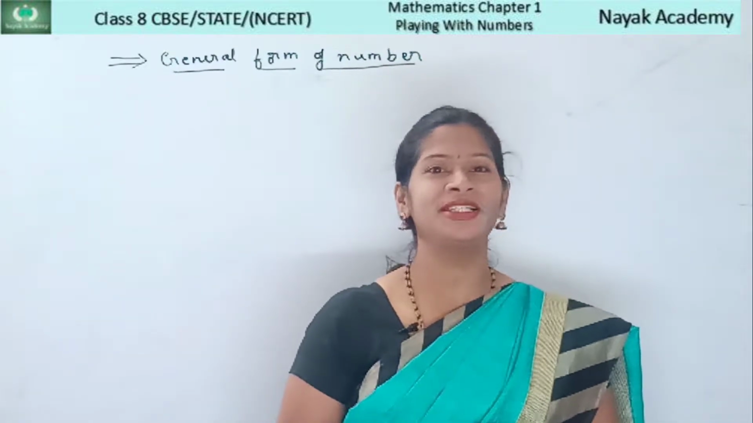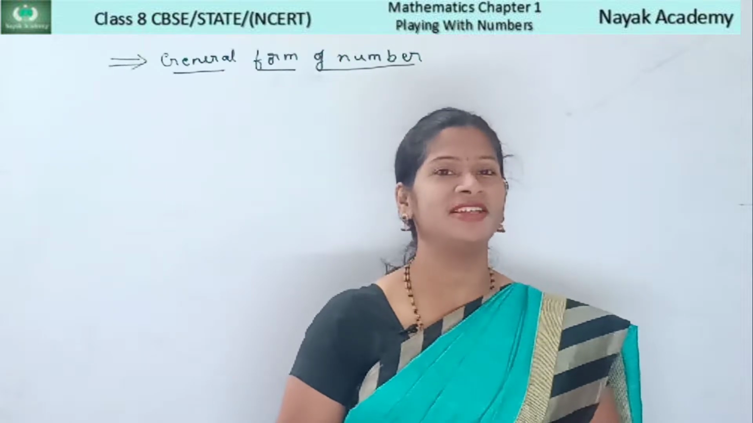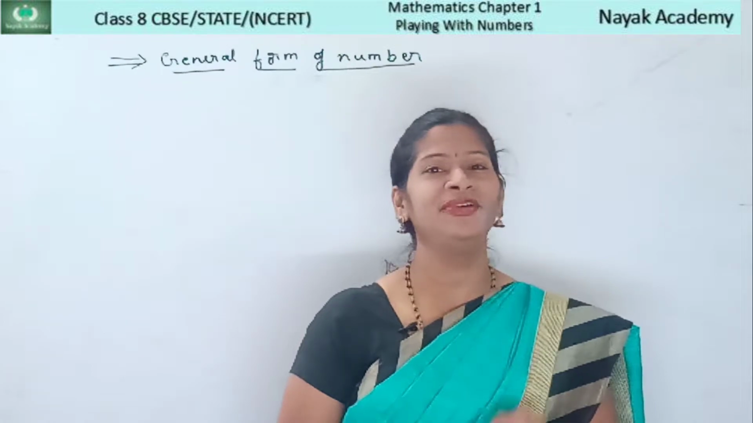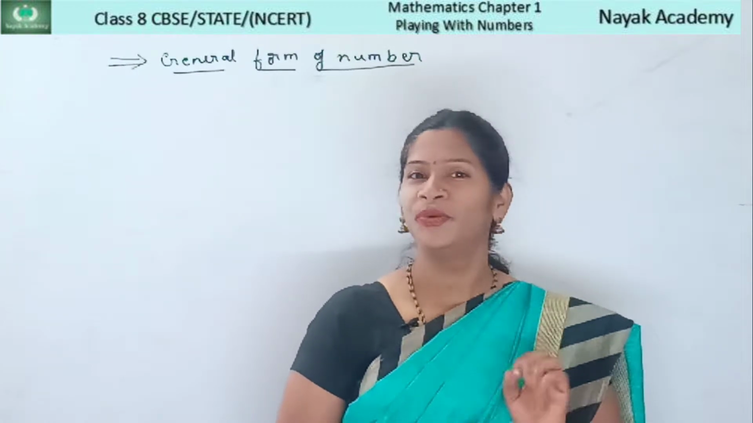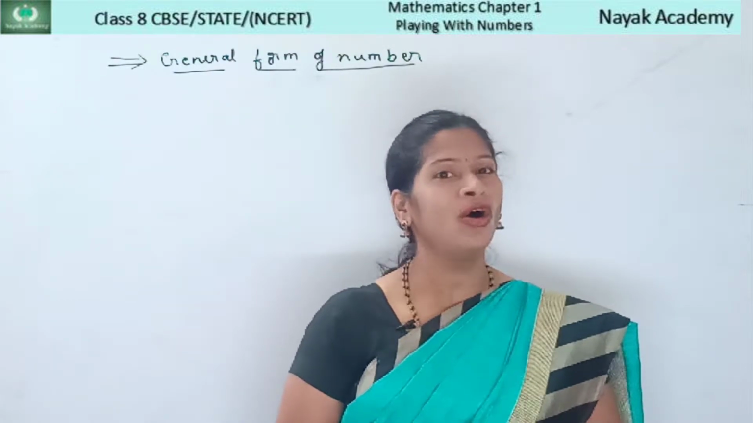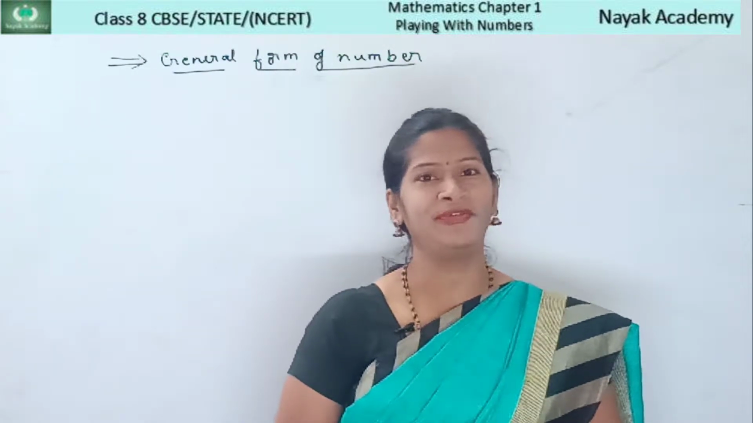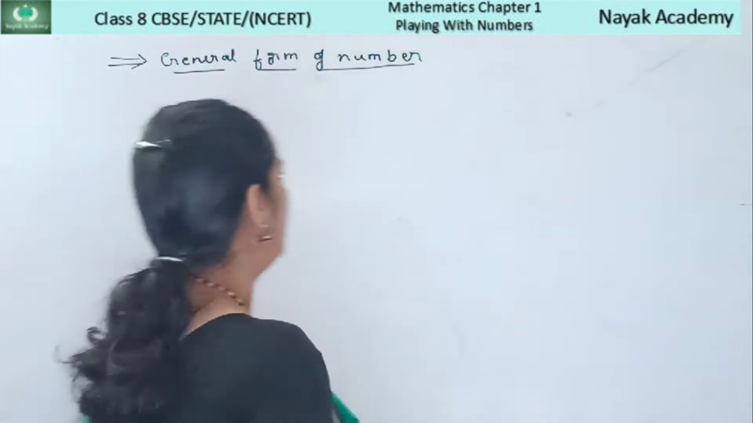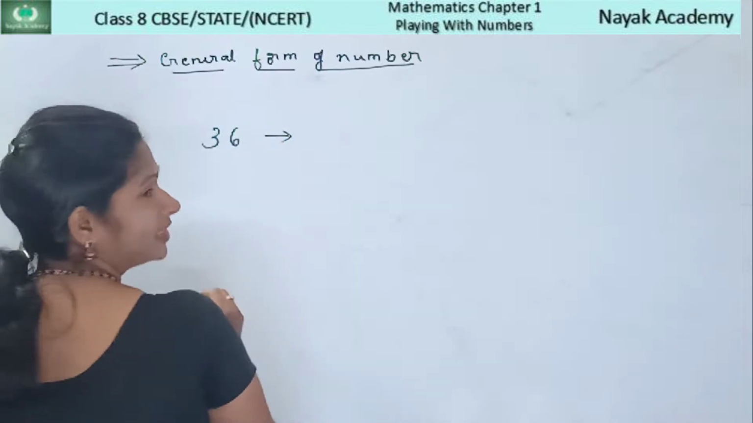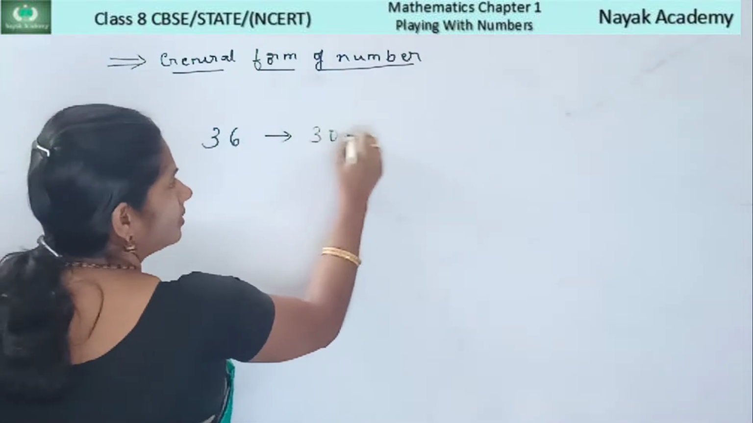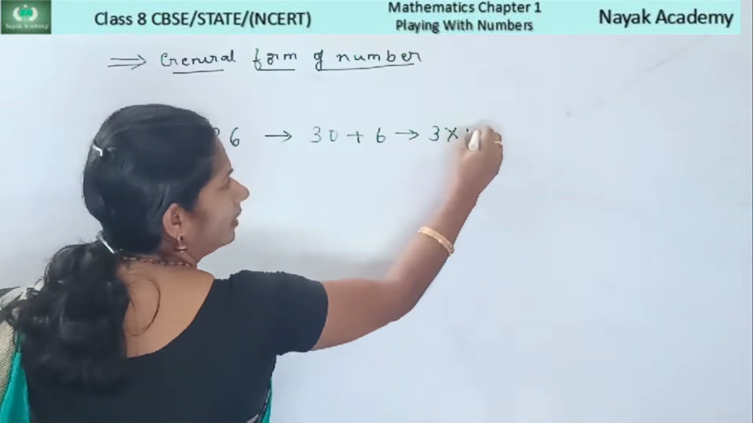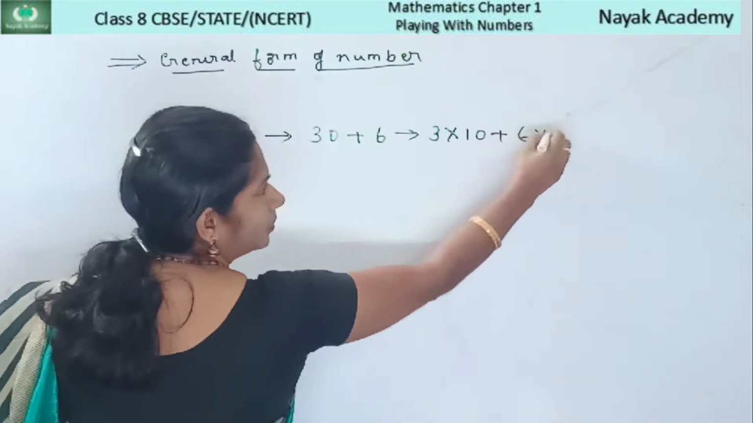Today we are going to discuss NCERT as well as CBSE Class 8th Mathematics first chapter, Playing with Numbers. We know that every number can be expressed in the general form or in its expanded form. If we take the number 36, we can write 36 as 30 plus 6, or you can write it as 3 into 10 plus 6 into 1.